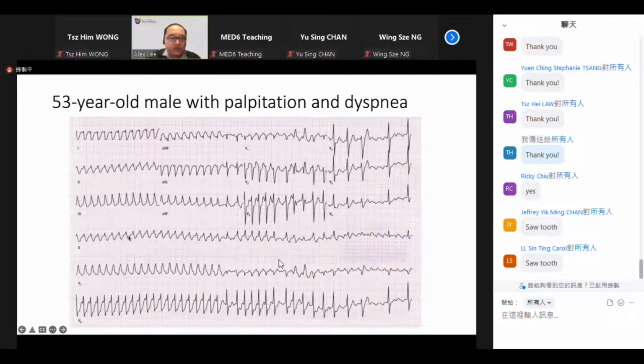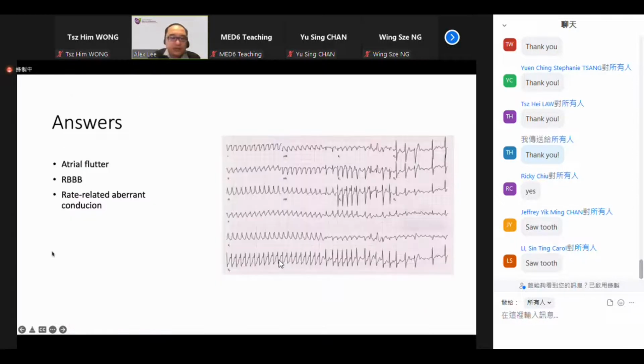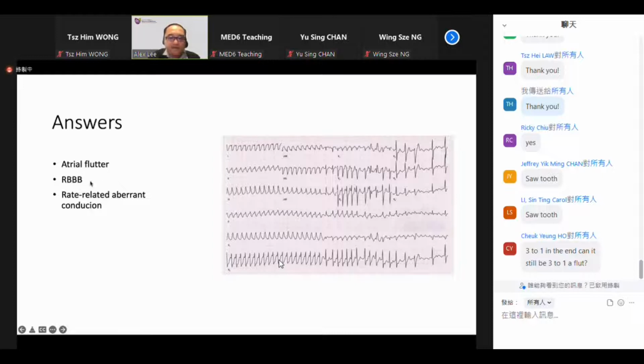And typically, the atrial flutter is conducted in a 2 to 1 conduction. So you will see a supraventricular tachycardia with a heart rate of 150 beats per minute, because the flutter rate itself is 300 beats per minute. Always 300 beats per minute. But in this case, it's a 1 to 1 conduction. So very tachycardic. And the answer is atrial flutter with a right bundle branch block, rate dependent, aberrant conduction.